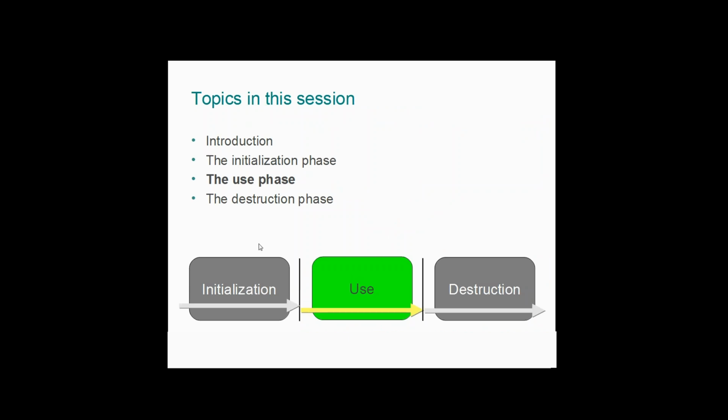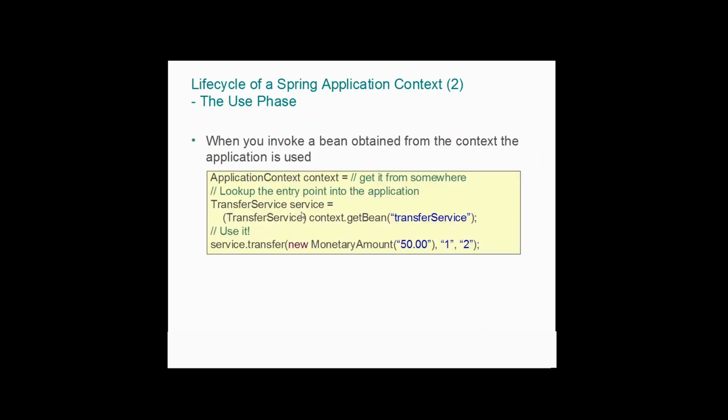Now we'll move on to the use phase. So now, after object creation, the container has all the Spring beans created and available. In the use phase, I do a lookup by context.getBean with a bean ID and I get the object. With this object, I invoke the method to transfer money from one account to another account. Okay. So we know that Spring is involved while creating the application context.